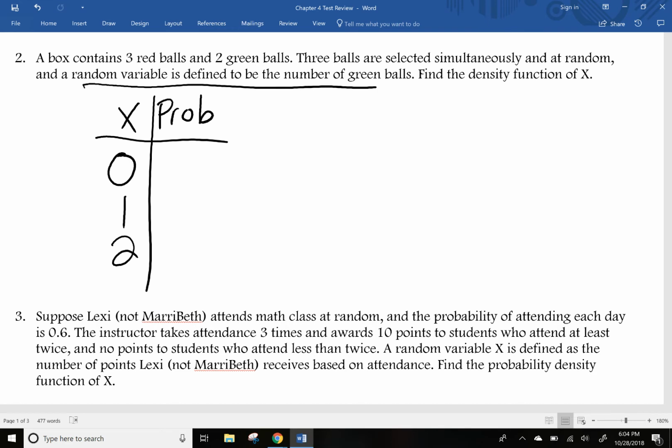Now, the probability for these is interesting. So first, you want to find out the total number of ways you can pick 3 balls out of the total that are 5 that are there. So this is a combination. Combination problems come when you're choosing a certain number of things out of a certain number of things. So there are 5 balls in this box, and you're going to just pick 3 of them.